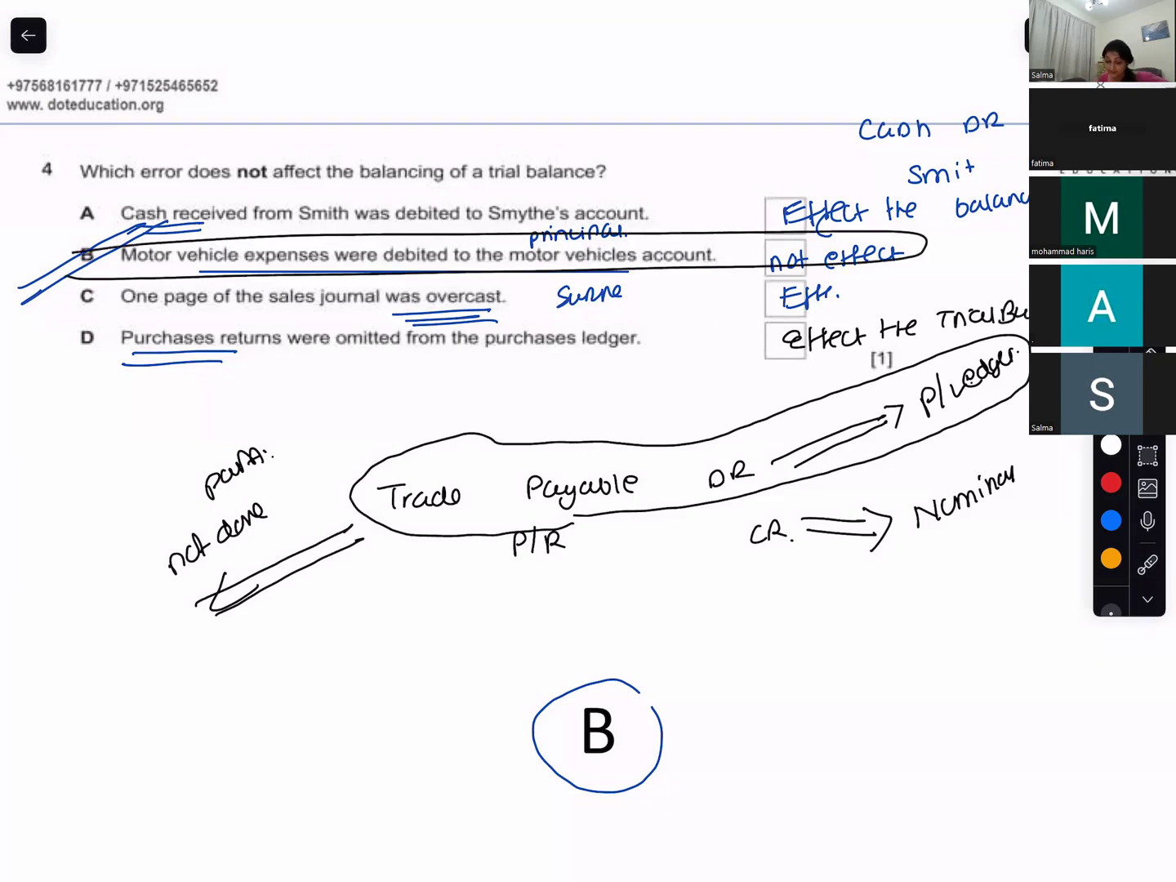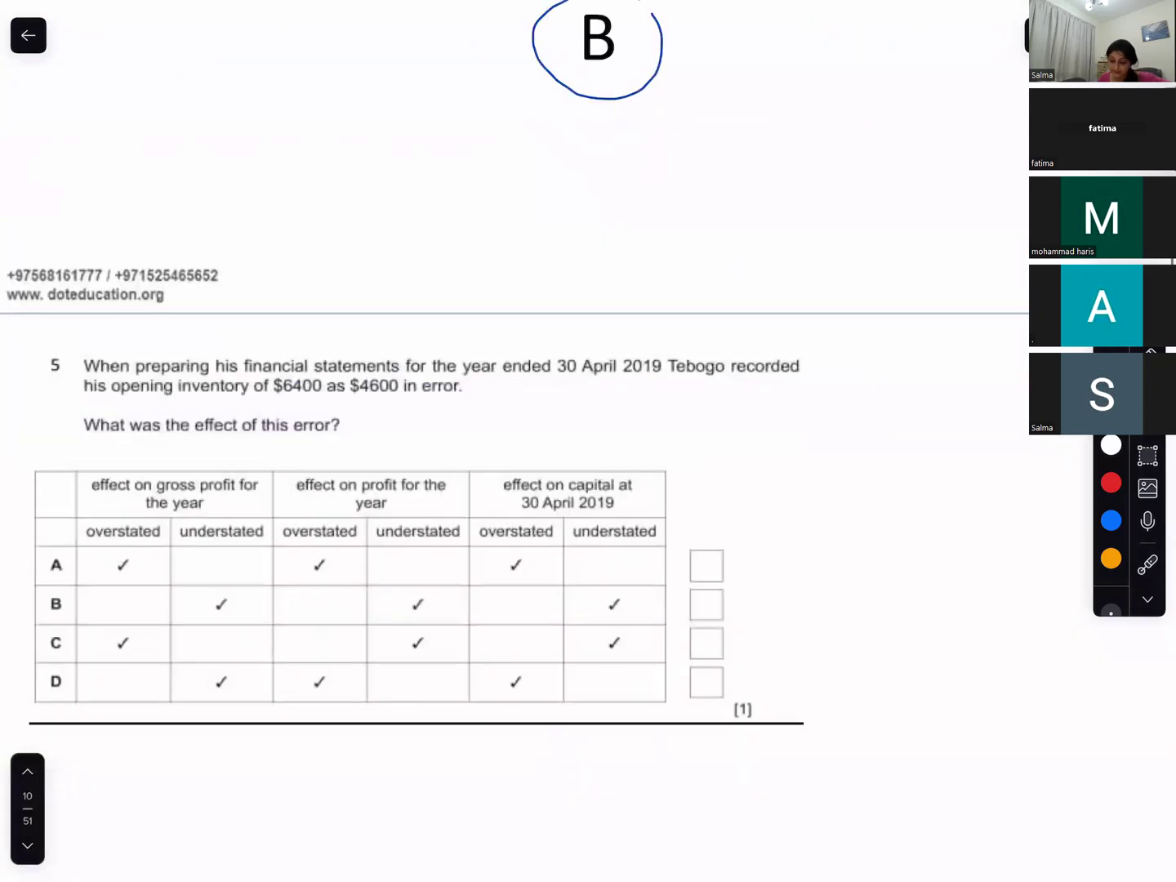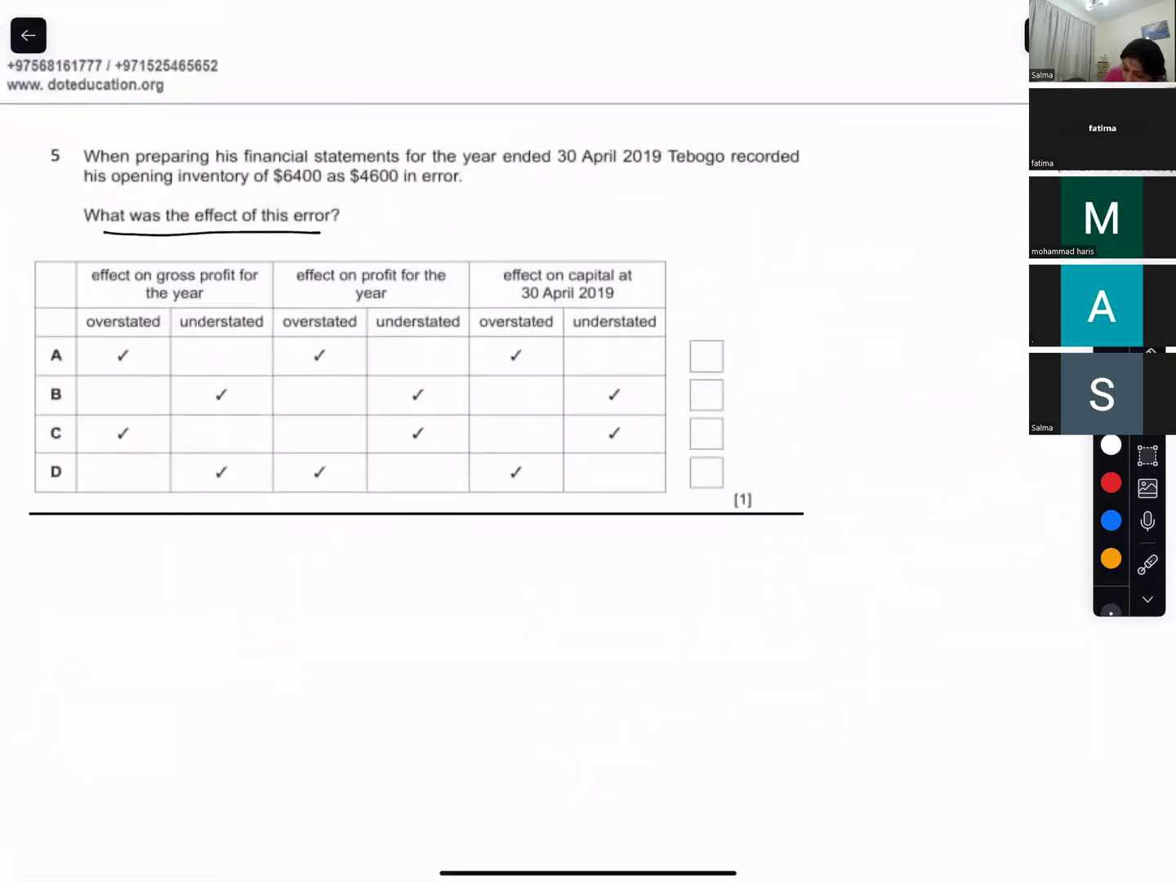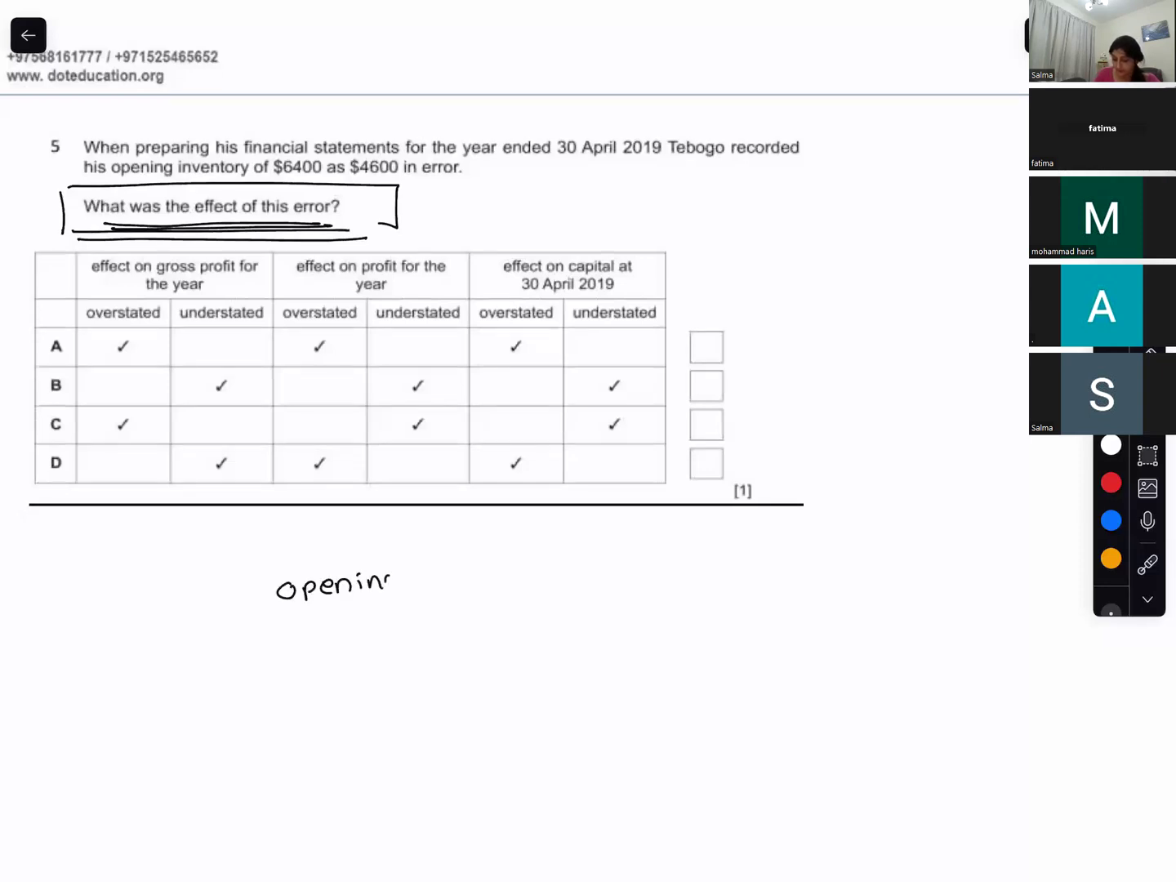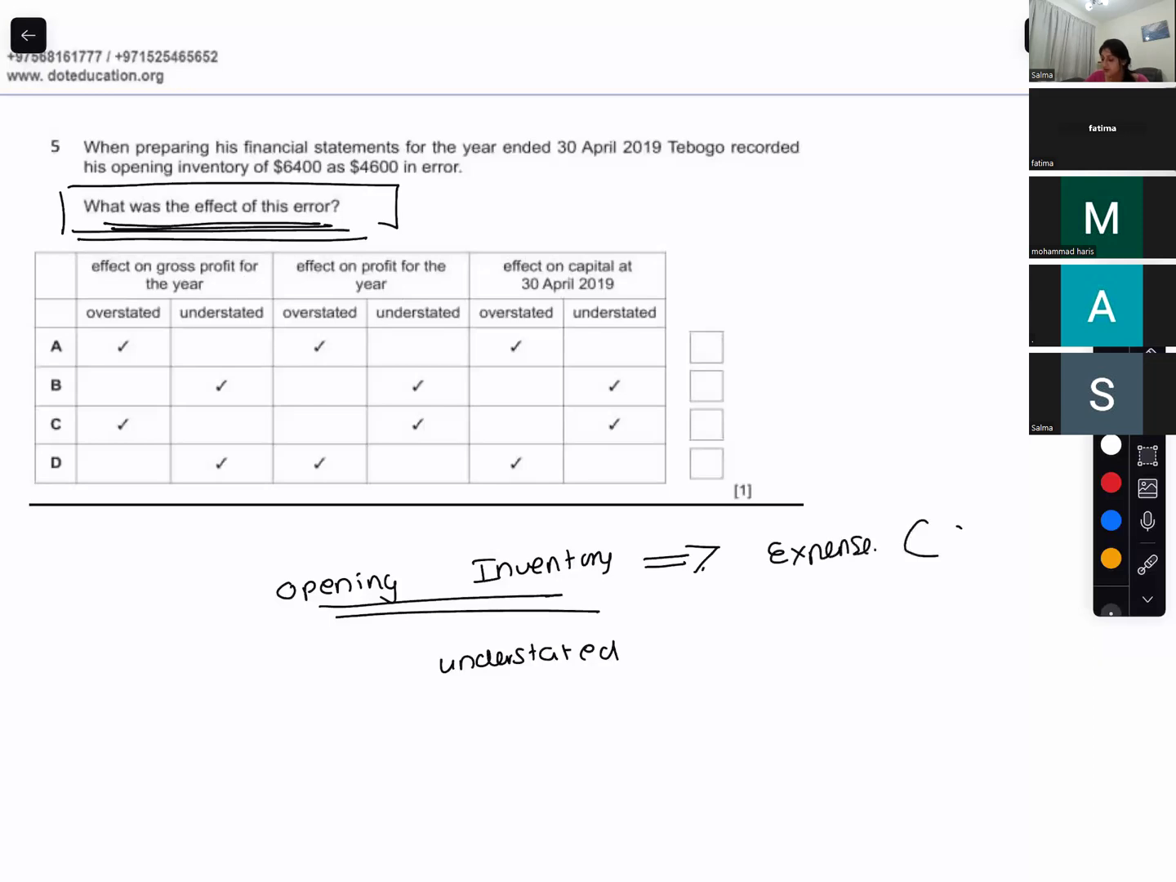Are you with me? Who's the next one? Me, miss. Read. They're asking us to find the effect of the error. When preparing his financial statements for the year ended 30th April 2019, Tebogo recorded his opening inventory of 6,400 as 4,600 in error. That means opening inventory is understated or overstated? Understated. Opening inventory is treated as an expense, or it's a cost of sales.